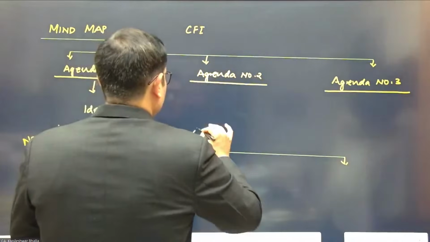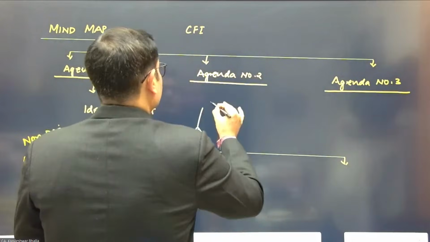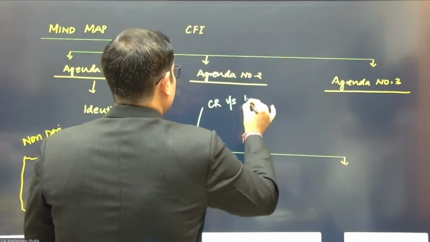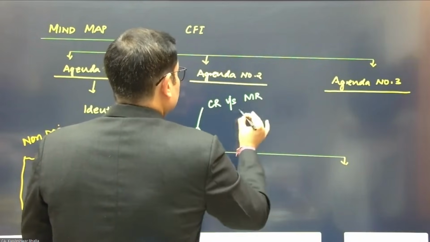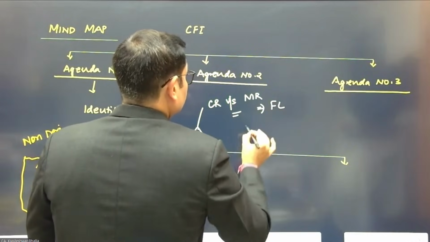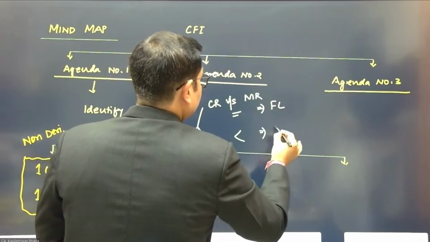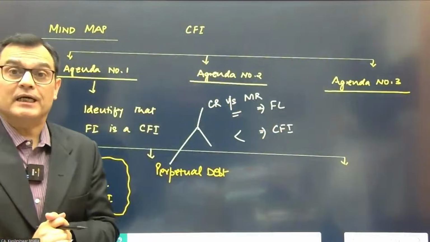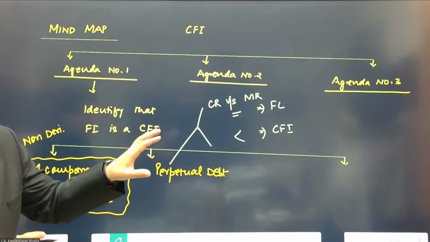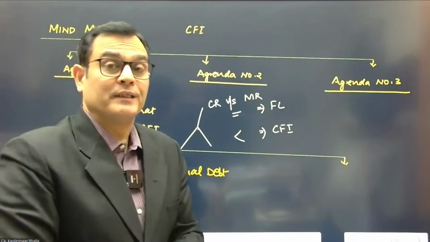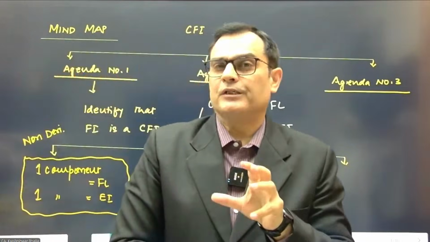We said for the perpetual debt, you need to compare the coupon rate versus the market rate. If this is equal, then it is supposed to be a financial liability. But if the coupon rate is less, then it becomes a compound financial instrument. So we had extensive discussions on this area, and I gave you a comparative position that when it is a perpetual debt, be careful.